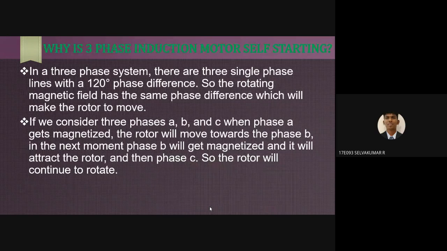Why is a three-phase induction motor self-starting? In a three-phase system, there are three single-phase lines with a 120-degree phase difference. So the rotating magnetic field has the same phase difference, which will make the rotor move. If we consider three phases A, B, and C, when phase A gets magnetized, the rotor will move towards phase B. In the next moment, phase B will get magnetized and it will attract the rotor, and then phase C. So the rotor will continue to rotate. This is the reason behind the three-phase induction motor being self-starting.